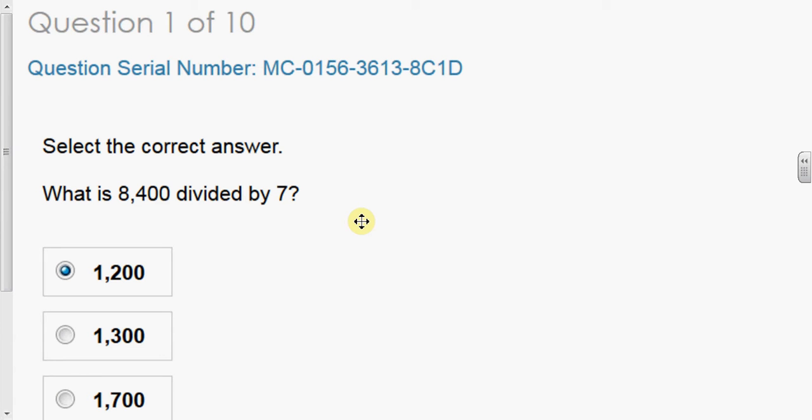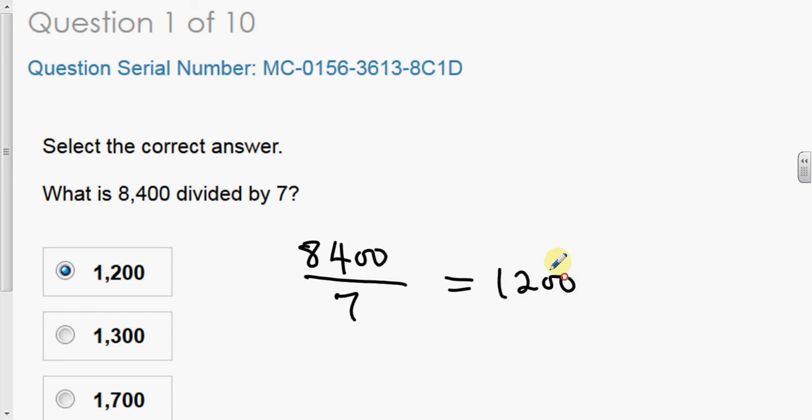Dividing multi-digit numbers. So first, what is 8,400 divided by 7? Well, you just divide that on your calculator directly. And on your calculator, that will give you 1,200.